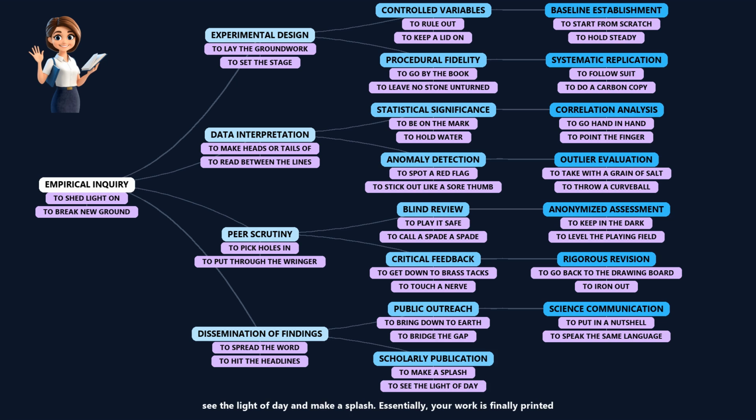Scholarly publication. Scholarly publication is a practical goal of dissemination of findings where a paper will finally see the light of day and make a splash. Essentially, your work is finally printed in a big magazine and everyone is talking about it.